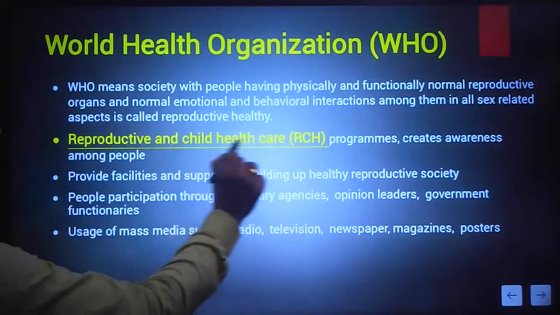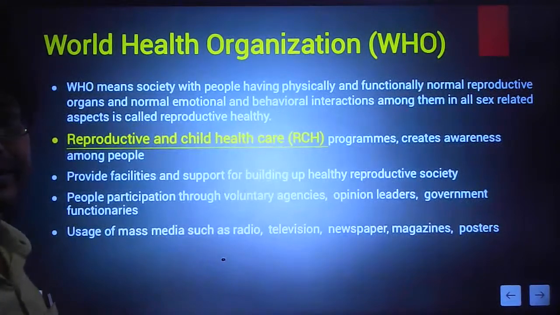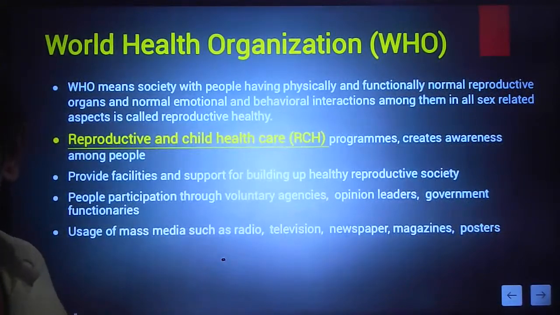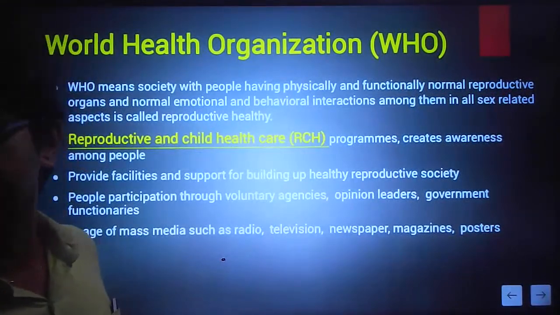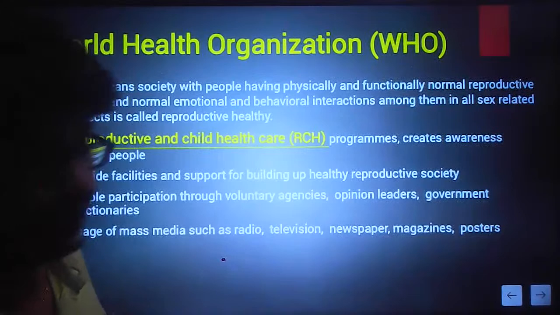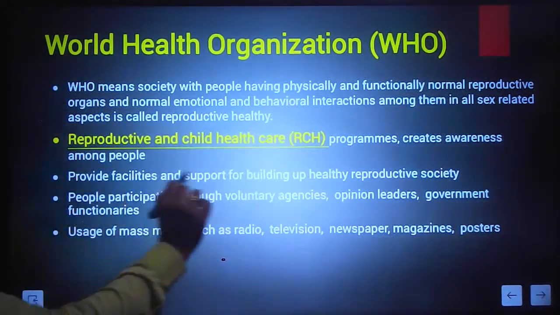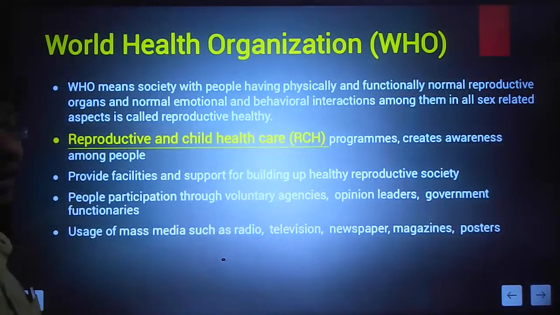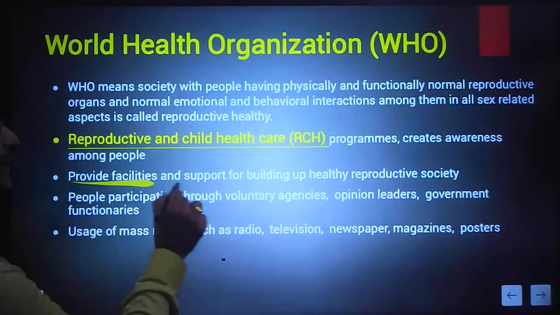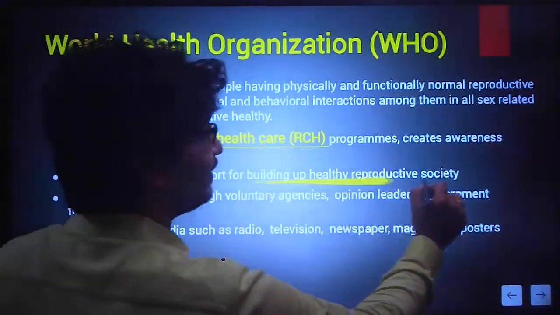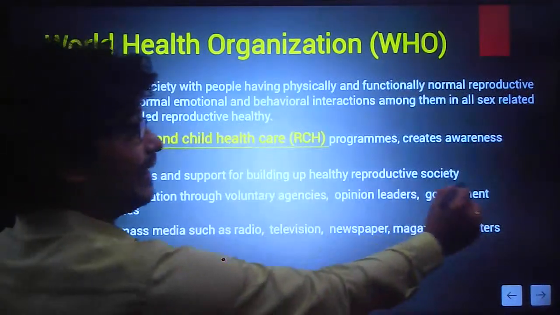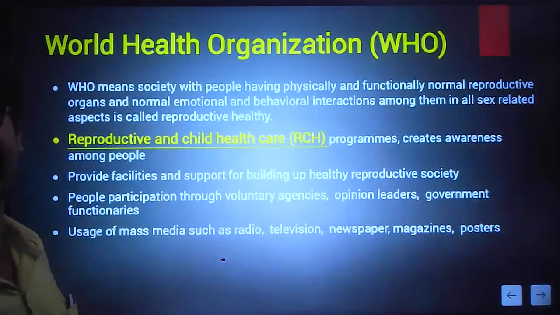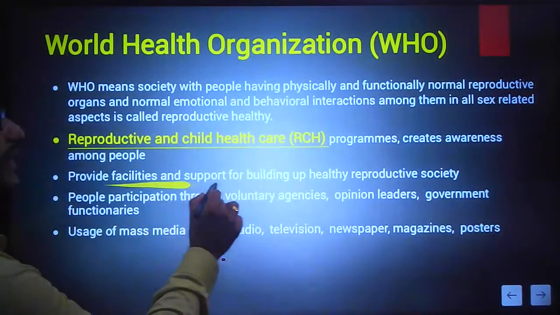So you need to be clear with the expansion of RCH. RCH stands for reproductive and child health care. The name of the chapter is reproductive health. We're talking about reproductive health. The first and foremost main objective of RCH is to provide facilities and support for building up a healthy reproductive society. Physically they're of course healthy, but reproductively the society should be healthy, right? So that is the main objective of this RCH.